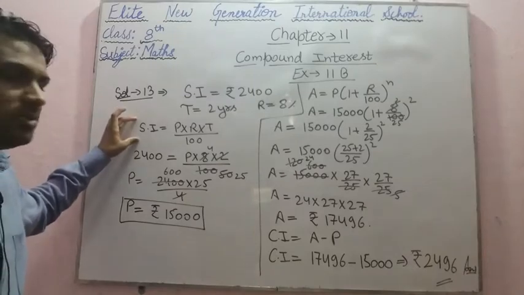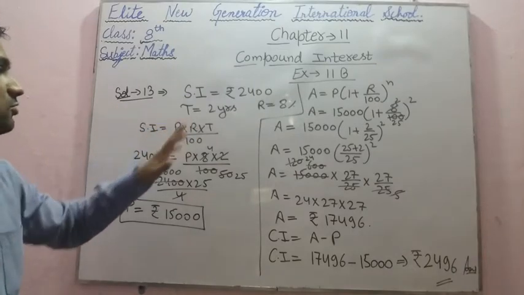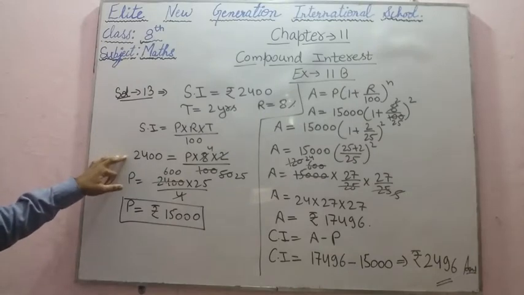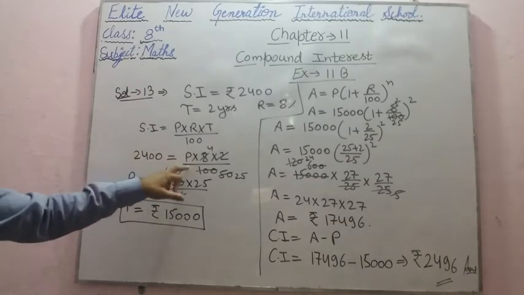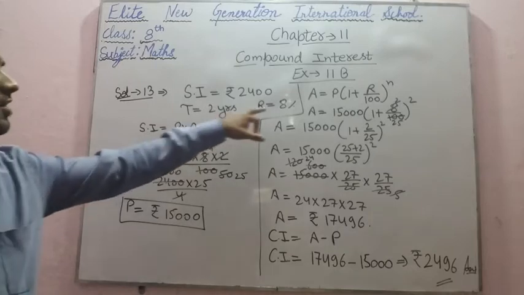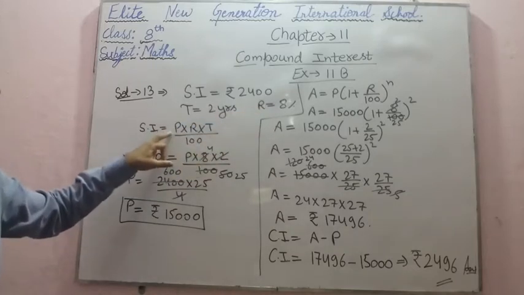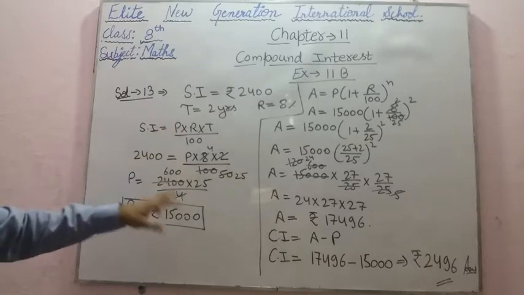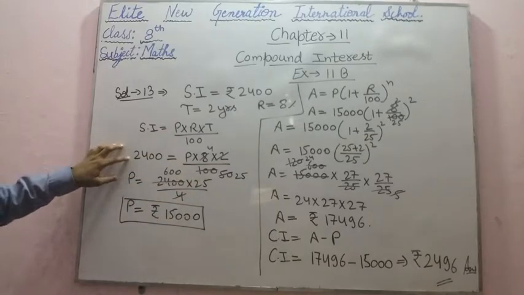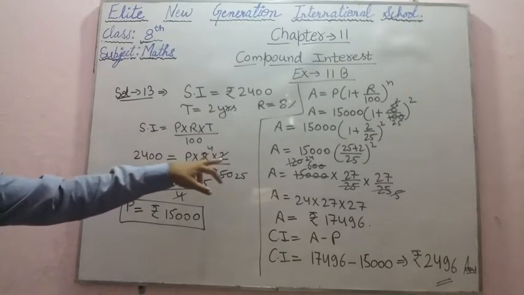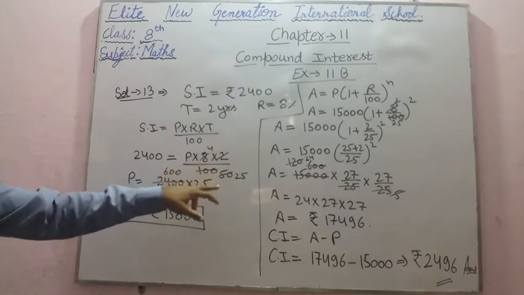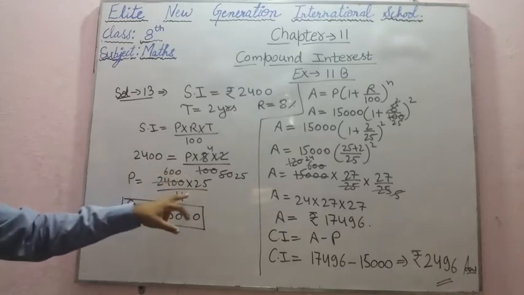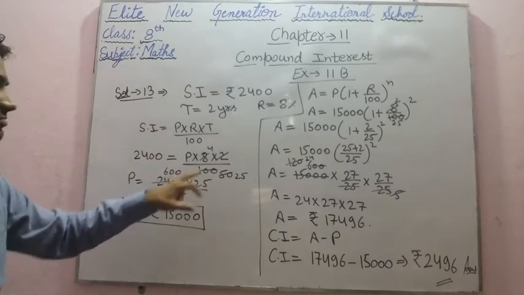The formula for simple interest is P into R into T upon 100. So in place of simple interest, it will be 2400 equals P into R into T upon 100. The value of R is 8% and the value of time T is 2 years. So 2400 equals P into 8 into 2 upon 100. By solving it, P equals 600 into 25 upon 4.